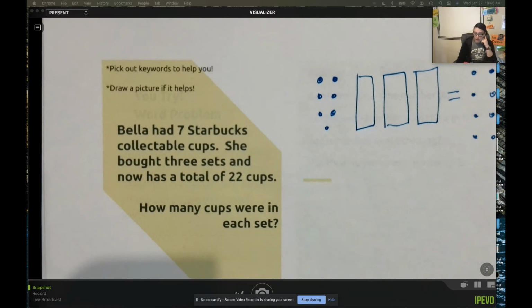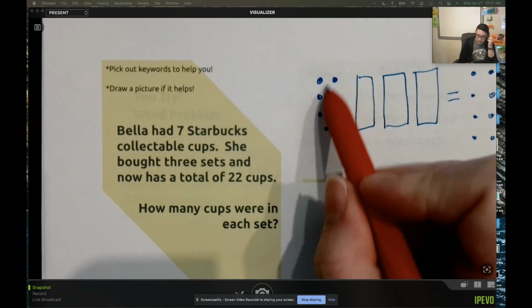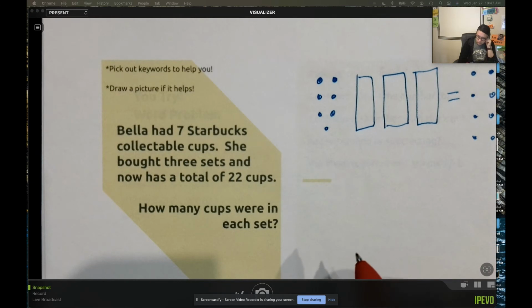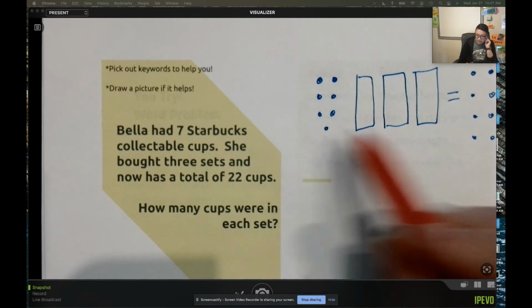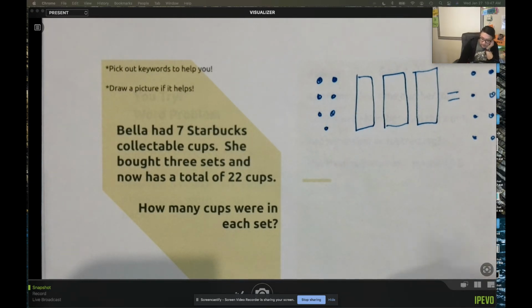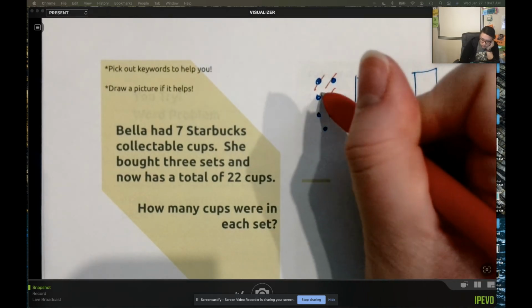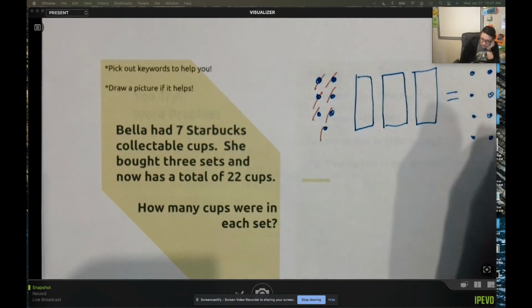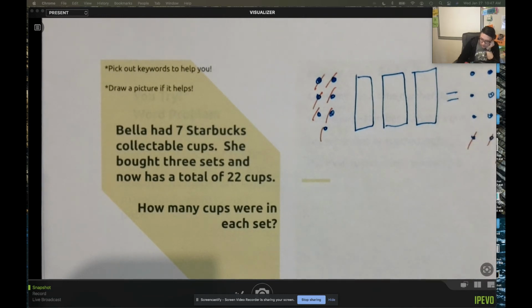So if I want to figure out how many cups are in each set, what I can do is make 0 pairs. Here I have 7. That means I need to get rid of 7 on each side. So I can do that by going 1, 2, 3, 4, 5, 6, 7 gone there, and 1, 2, 3, 4, 5, 6, 7 gone there.